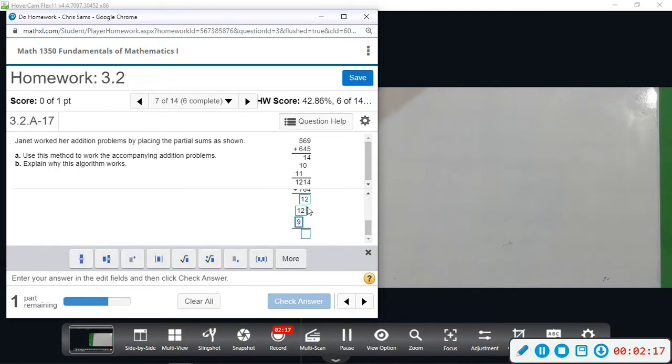Okay, so if we add up down the columns, 9 and 1 give us 10. And then we add up 1 and 2, we get 3. And then our last digit is a 2. There's only 1 in the ones place.